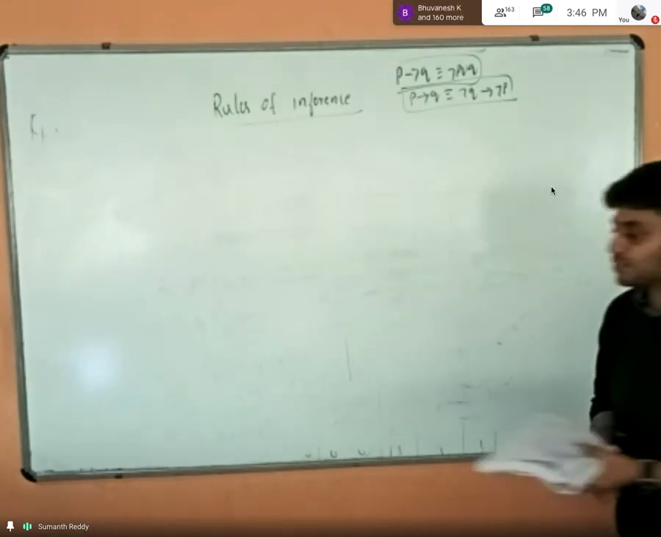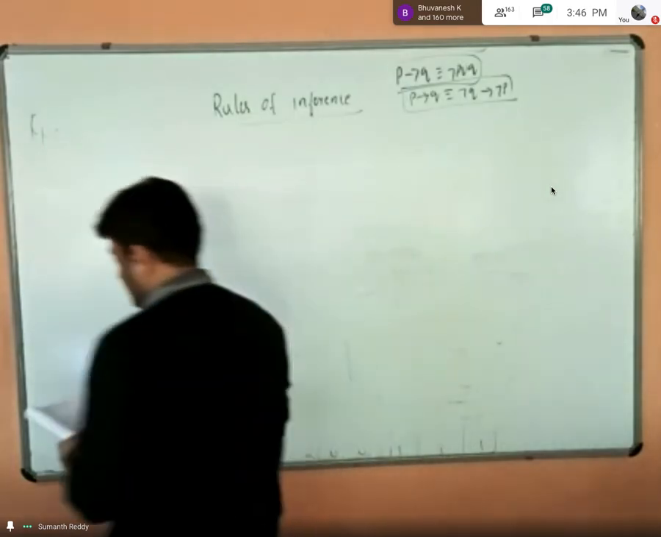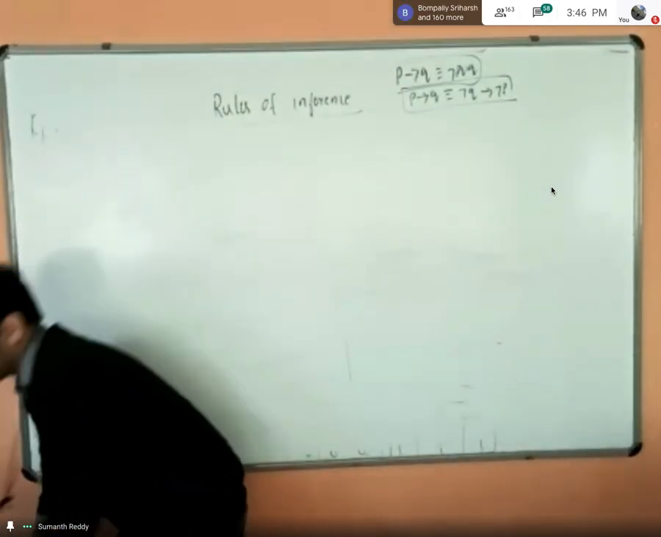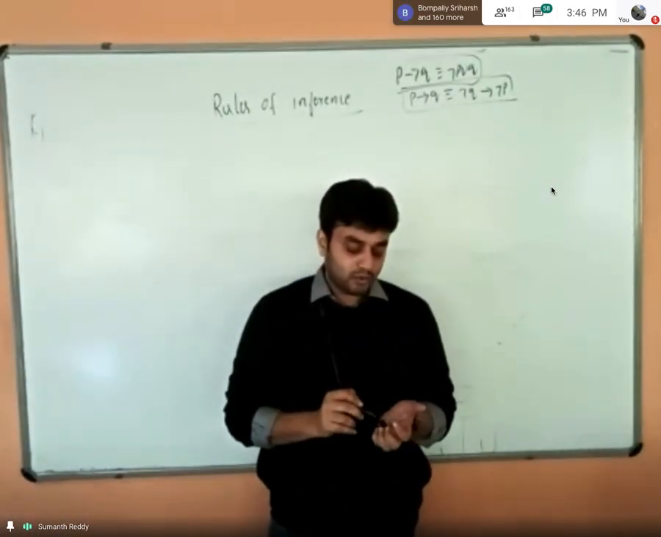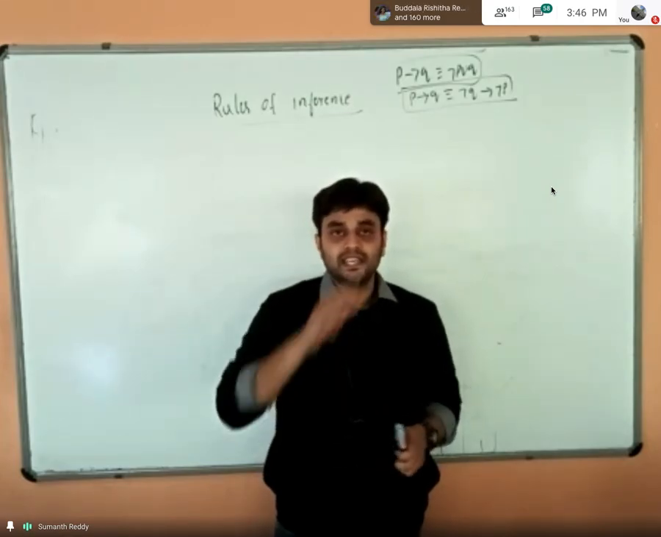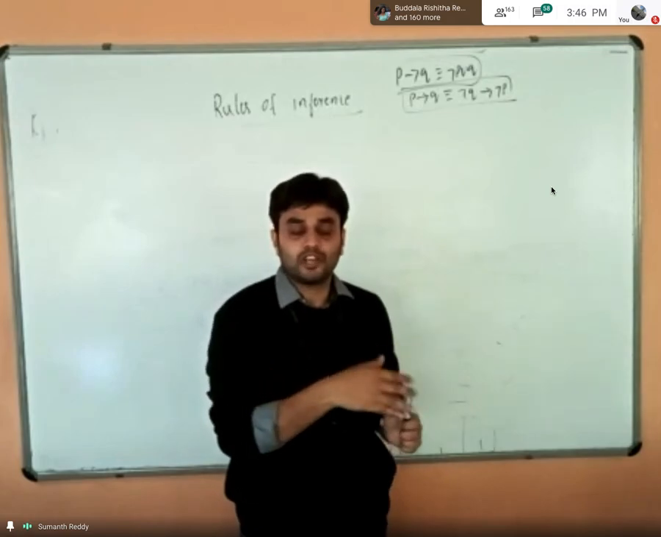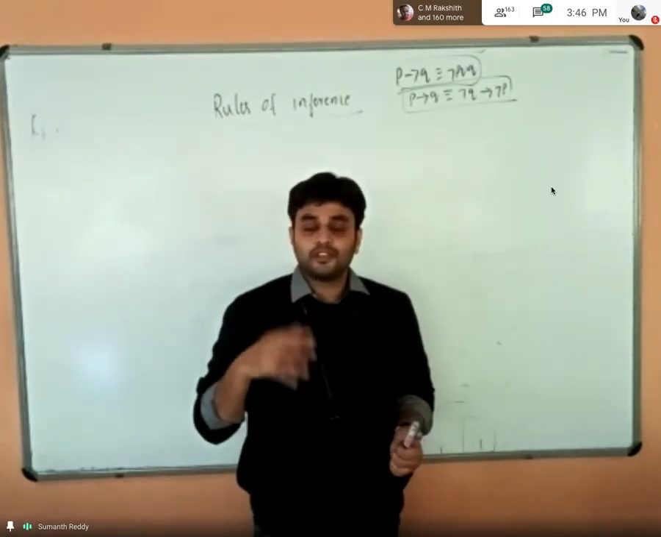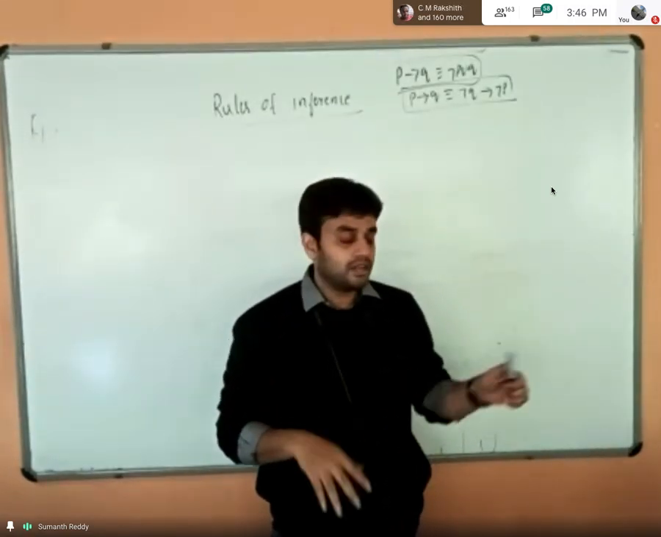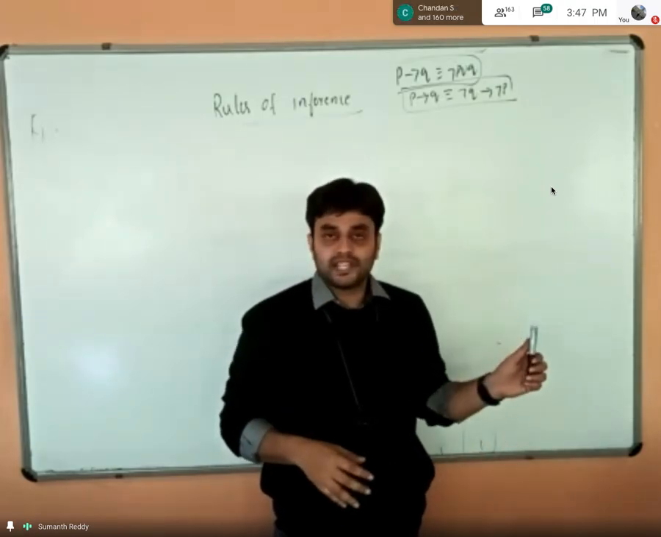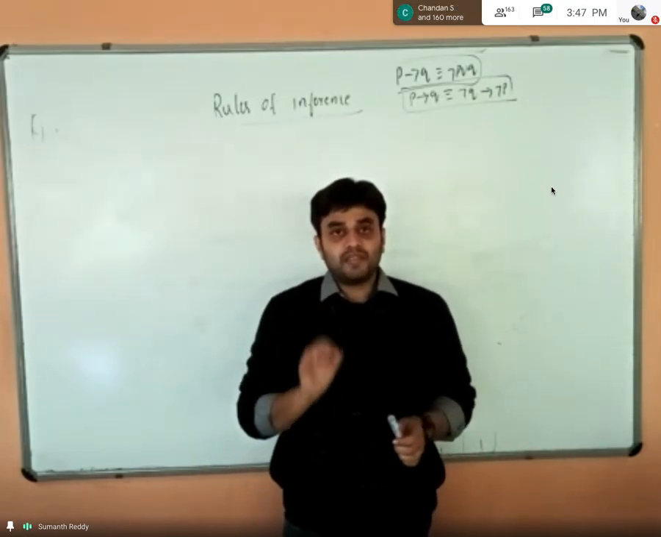Okay, so the question goes like this. One more thing I'll tell you. In the previous problems, we could easily, in a single step after converting into mathematical representation, tell that it is valid or not valid, since it falls or does not fall into any of the 5 rules of inference. Okay, but every time it won't be like that.